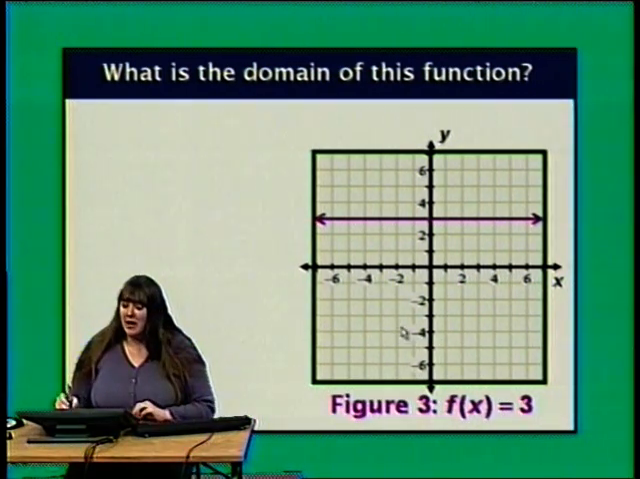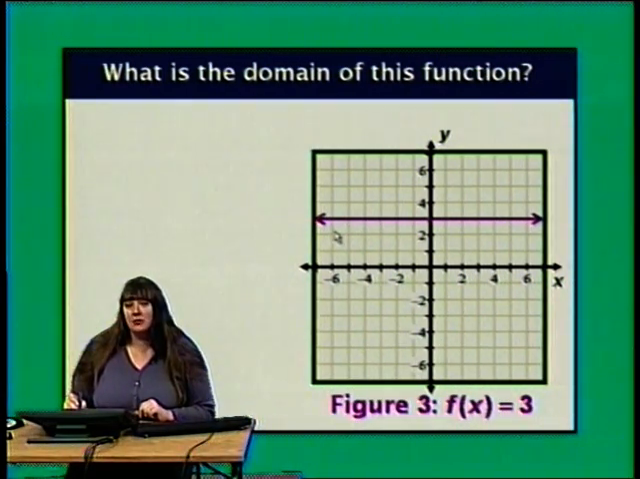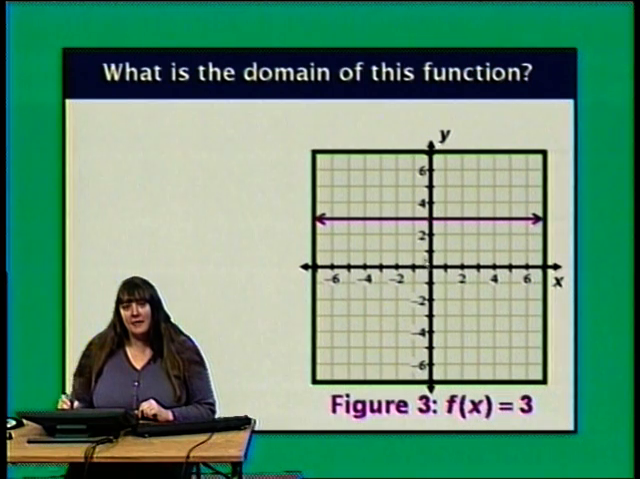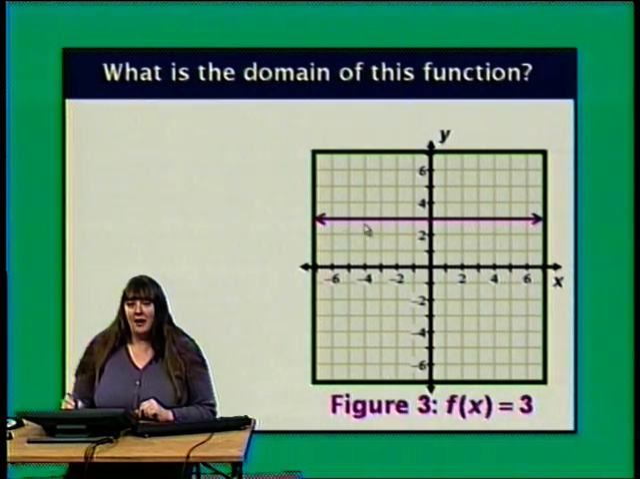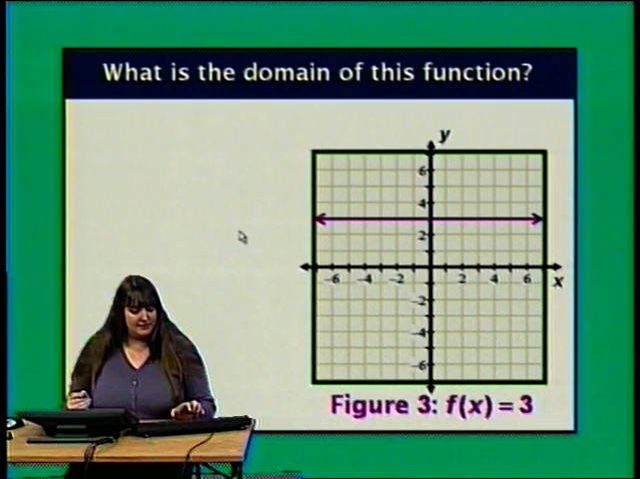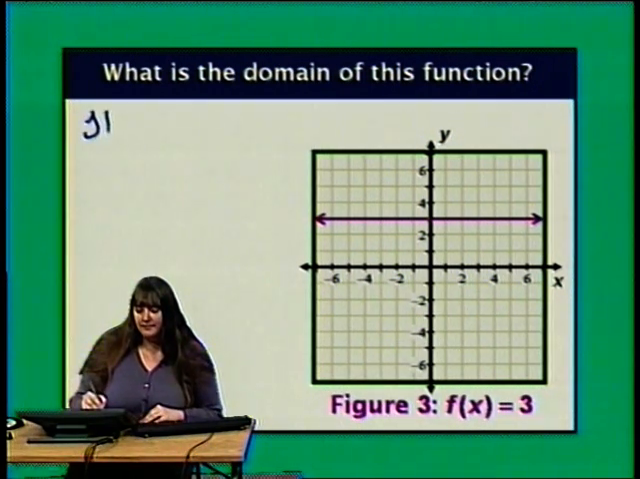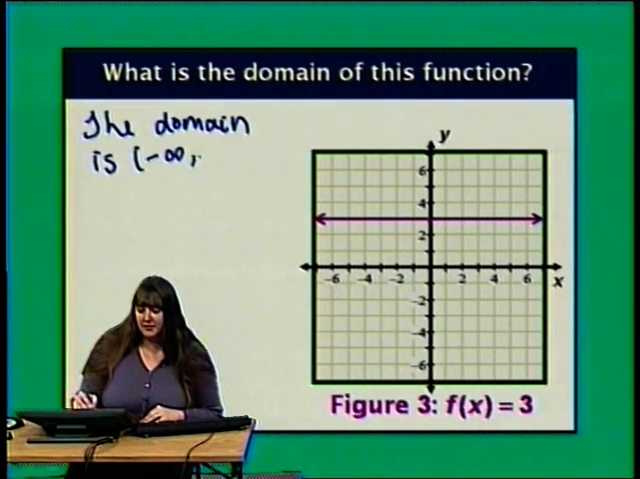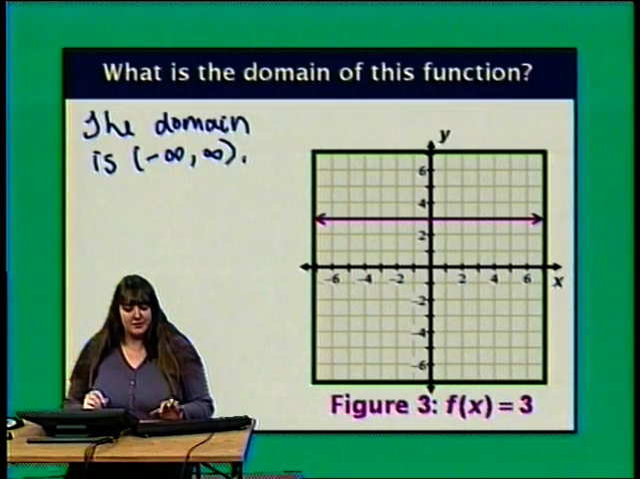Well, looking at our graph, in terms of the domain, looking for all of the possible x coordinates, I think it's kind of obvious by looking at our horizontal line here that we're going to get all of the x values. We have the arrows going off to the right and to the left, indicating that as the line continues, we're going to pick up all real numbers for x. So the domain is negative infinity to infinity, all real numbers.